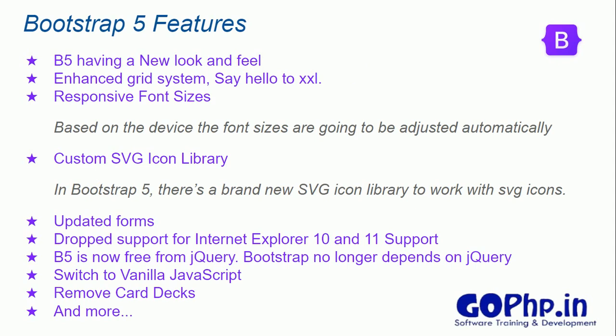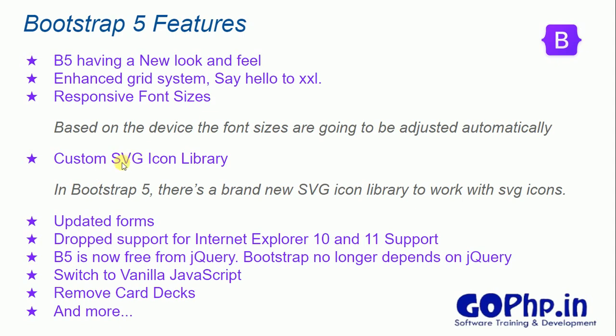Now, enhanced grid system, say hello to XL. We have another grid system class called XL. We have col-md, col-lg, col-sm, and like this col-xl also, guys. We have one more class here. And one more feature, responsive font sizes. Based on the device, the font size is going to be adjusted automatically. This is available in the Bootstrap 5 features.